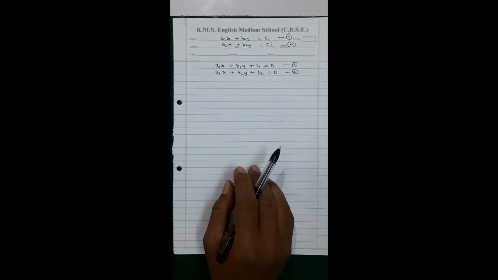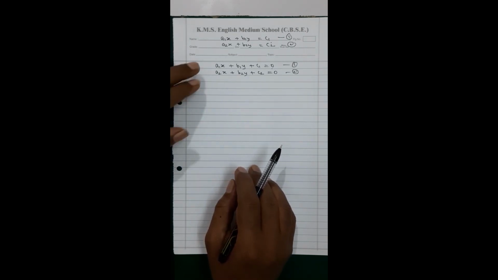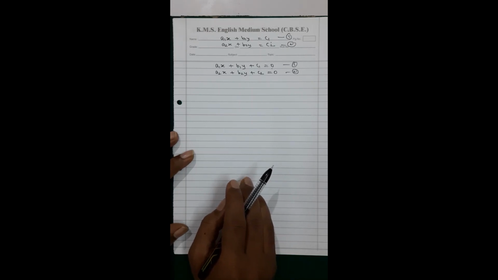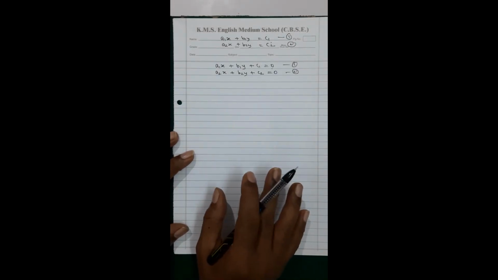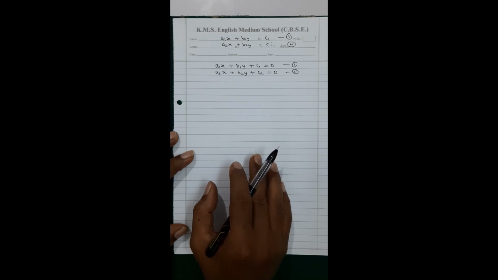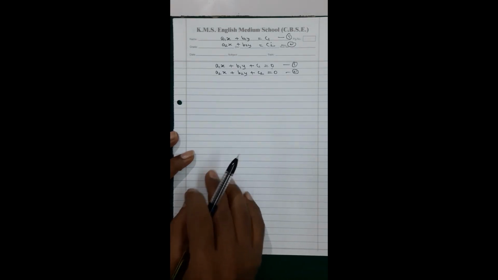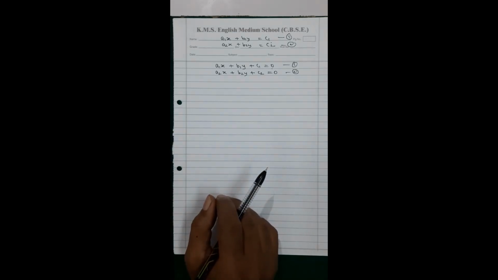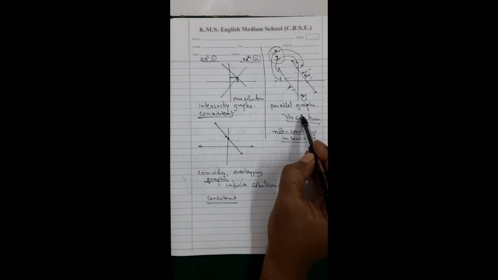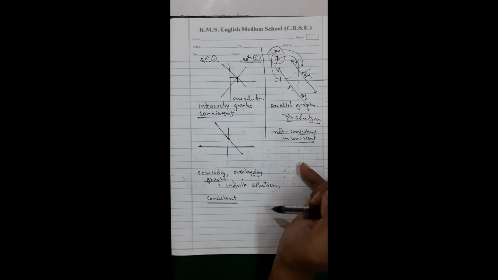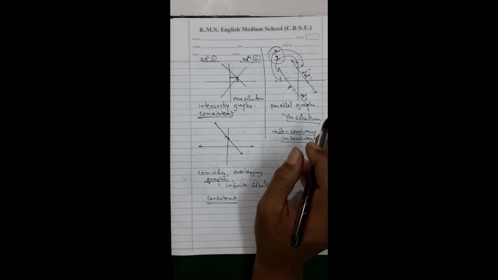Now let us return to the topic. When the two equations are given, how do I identify whether the two equations will have one solution, infinite number of solutions, or no solutions? Meaning, they will be intersecting lines with one solution, overlapping lines with an infinite number of solutions, or parallel lines having no solution. My dear students, this is what you have to understand.